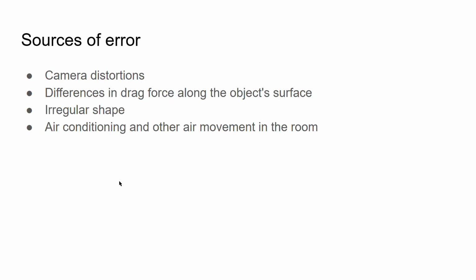Here we're going to discuss some possible sources of error in the experiment. Some of these include camera distortions, differences in wind resistance and friction along the surface of the ball, the irregular shape of the ball, and the air conditioning and other air movements in the room.